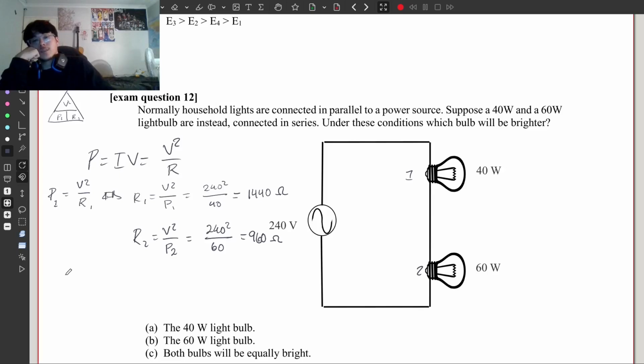And then we can find the total current by finding the equivalent resistance. So because the resistors are connected in series, the equivalent resistance is just equal to the sum of the resistances. So this will be 1440 plus 960, so 60 plus 40 is 100, so it's 1500 plus 900, which is going to be 2400.